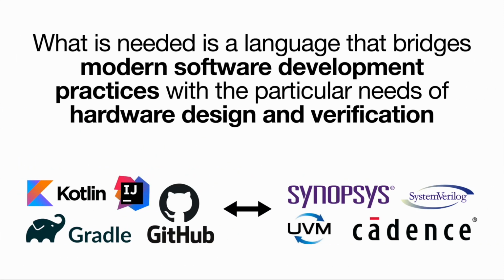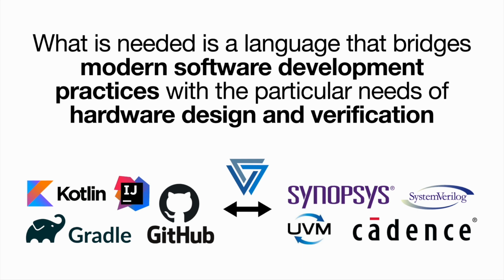What is needed is a language that bridges modern software development practices with the particular needs of hardware design and verification. This is the problem that Varick aims to solve. Varick is a hardware description language that aims to be a drop-in replacement for System Verilog. It leverages the productivity gains of the modern software stack to reduce development time and cut down on engineering costs.